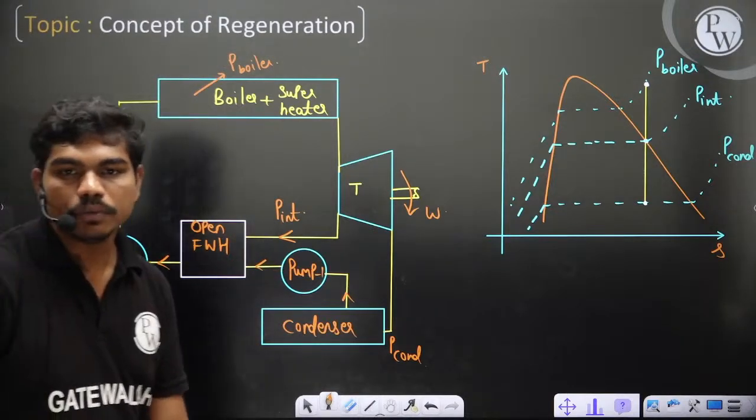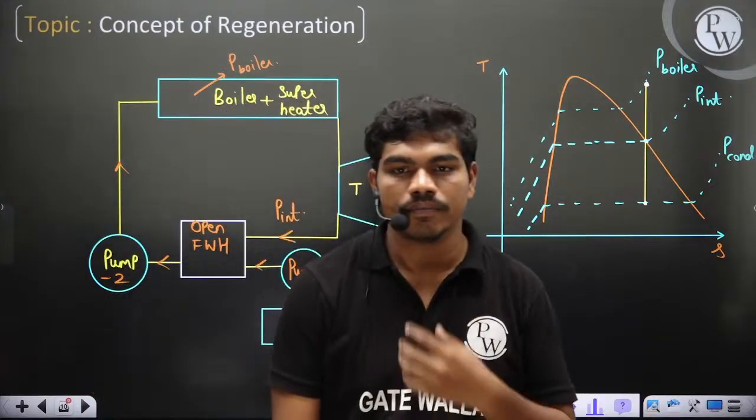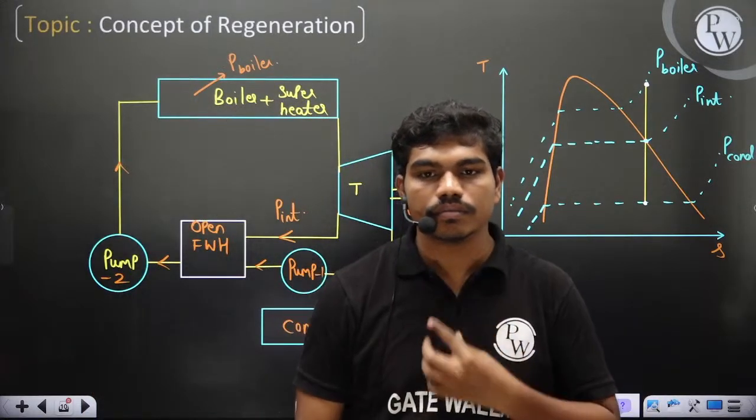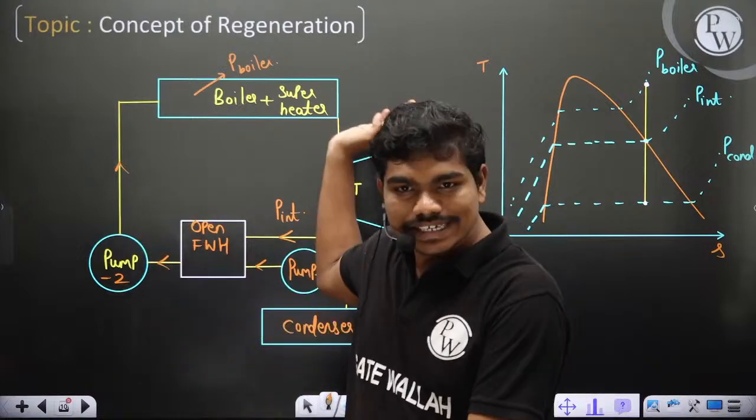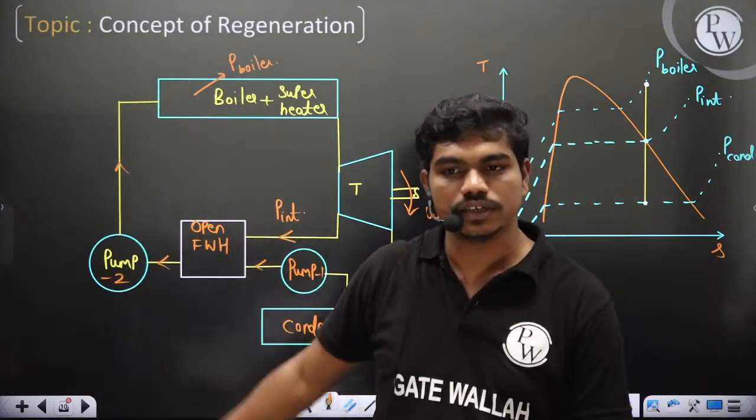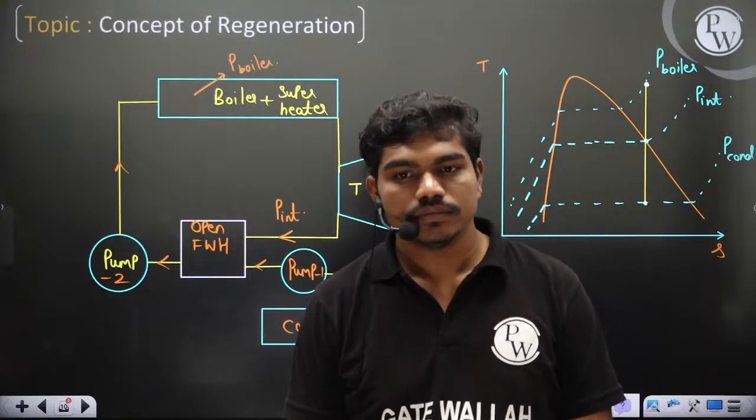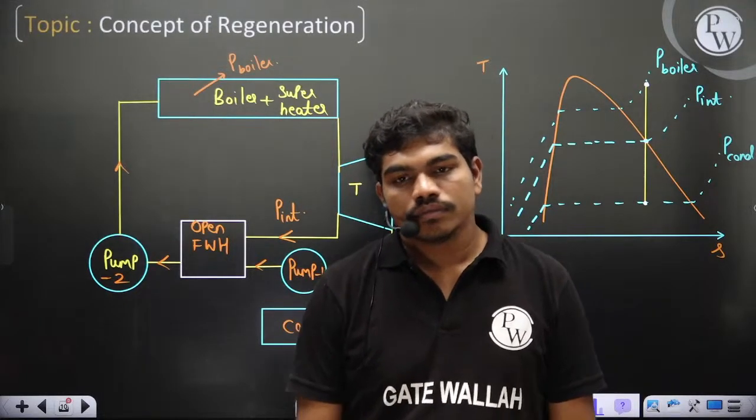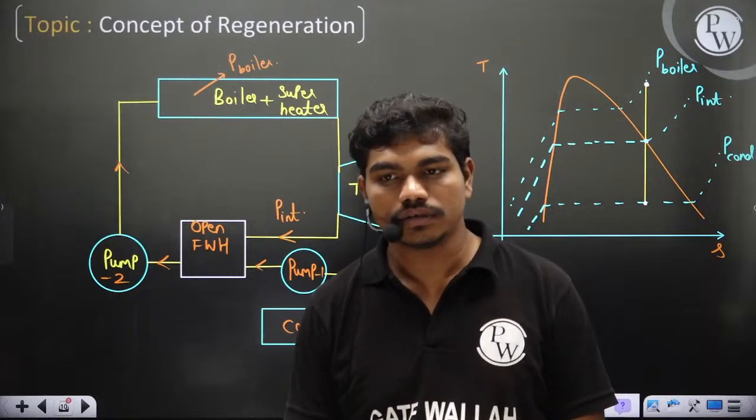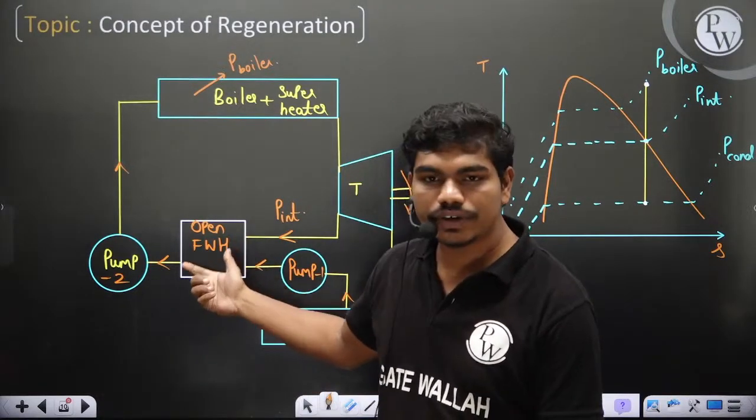Clear to all of you? Is this diagram clear to each and everyone now? Did you understand? We'll see how to draw the TS diagram, but first of all the physical construction. Did you understand how we are physically constructing this diagram? Clear? I hope you all understood the effect of these feed water heaters now.